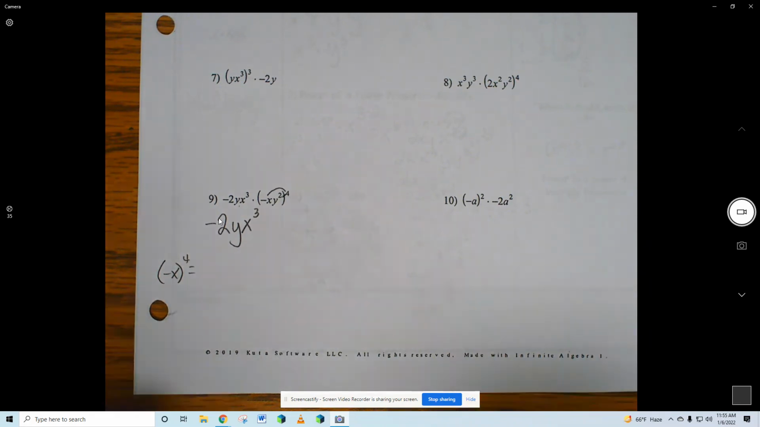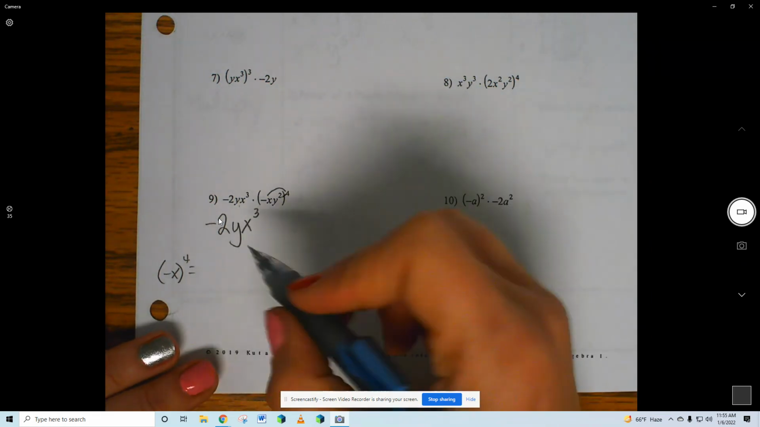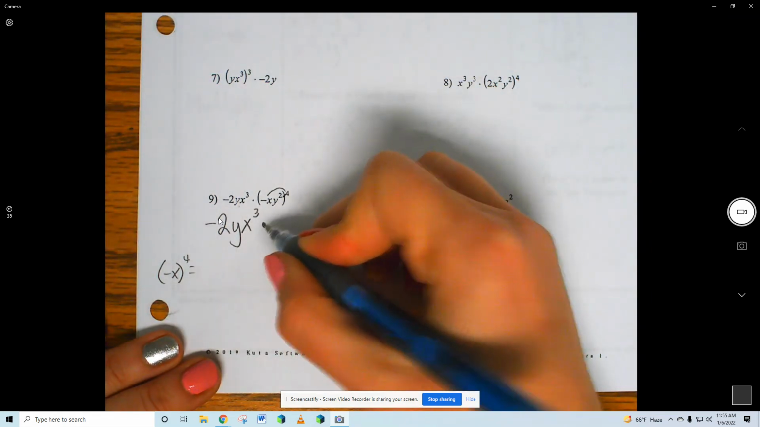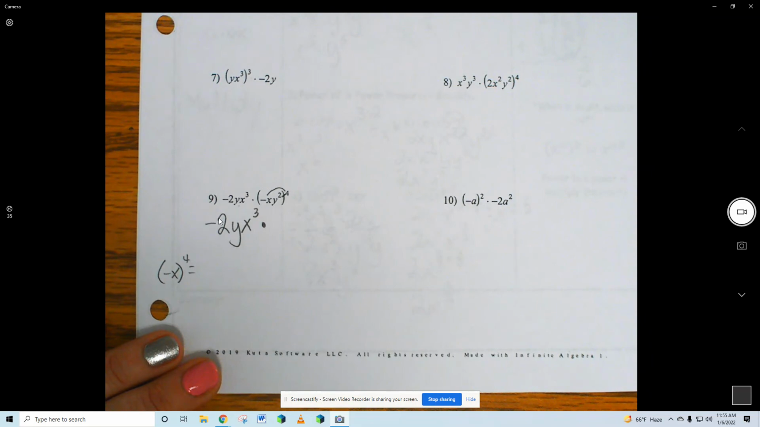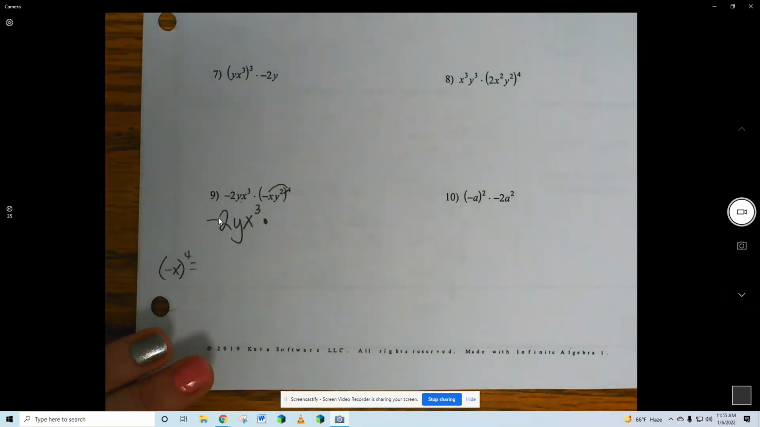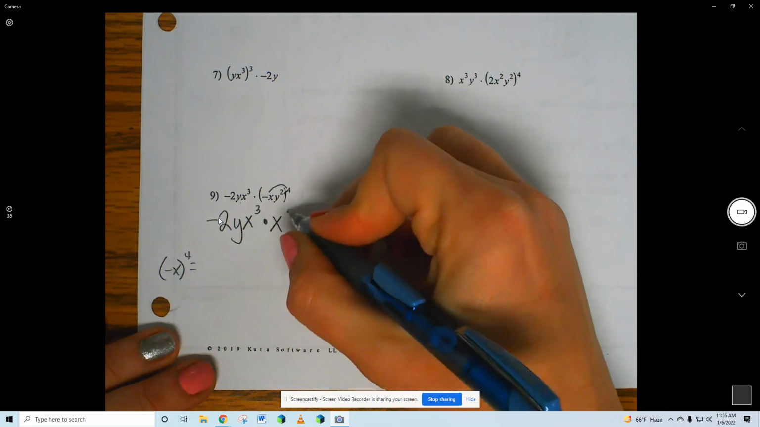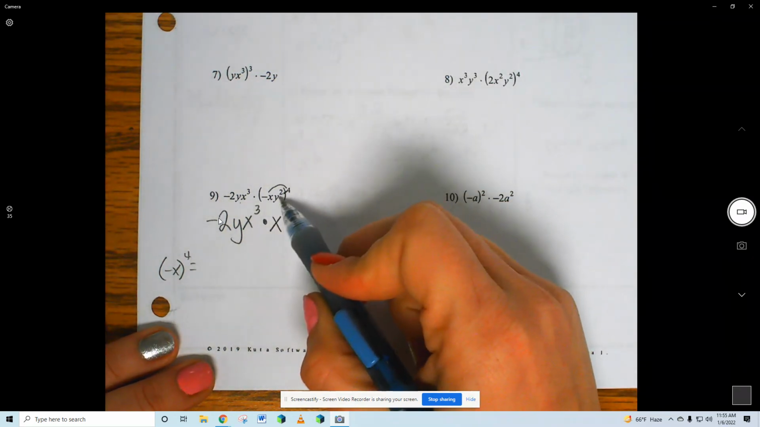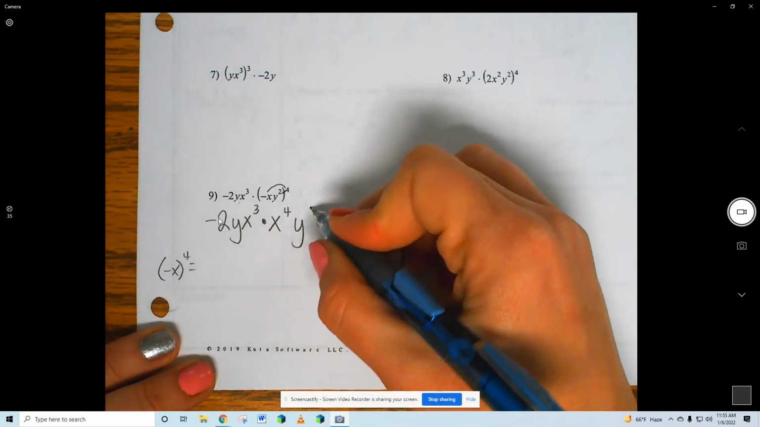Is it a positive x to the fourth or negative? Negative times negative times negative times negative, 4 times. Positive x to the fourth. And then y to the 2 times 4. 8.